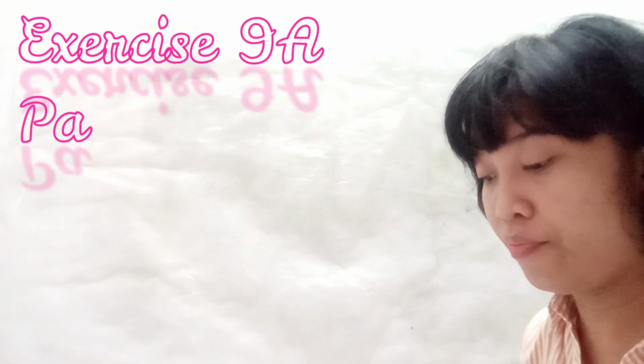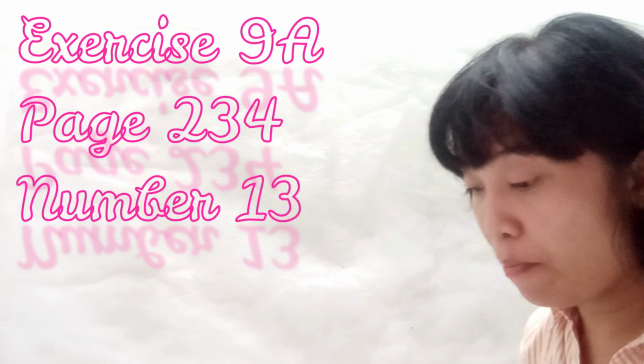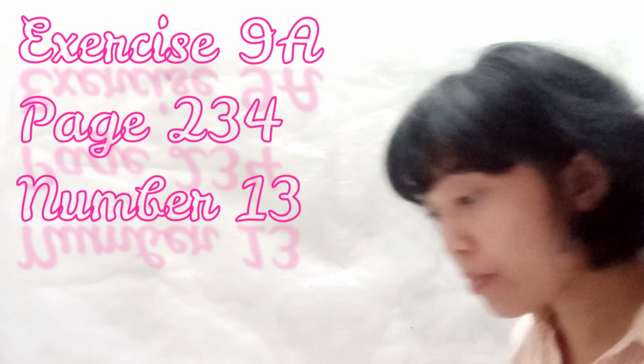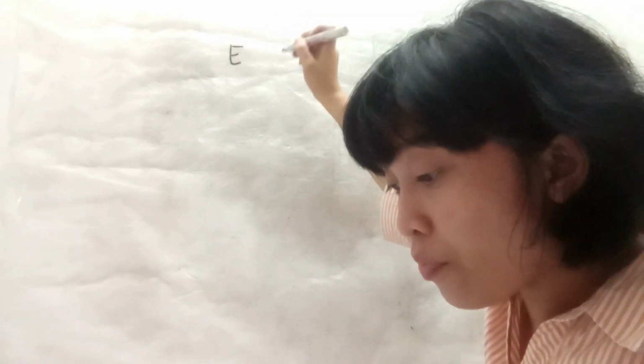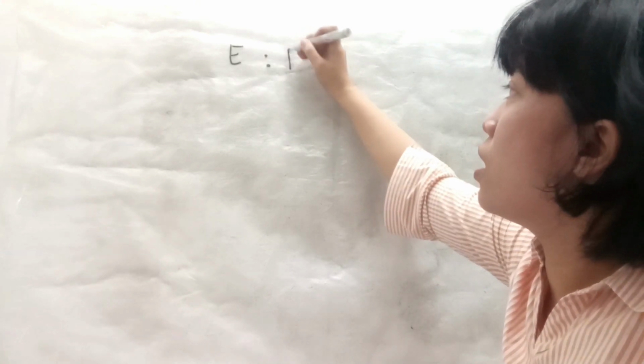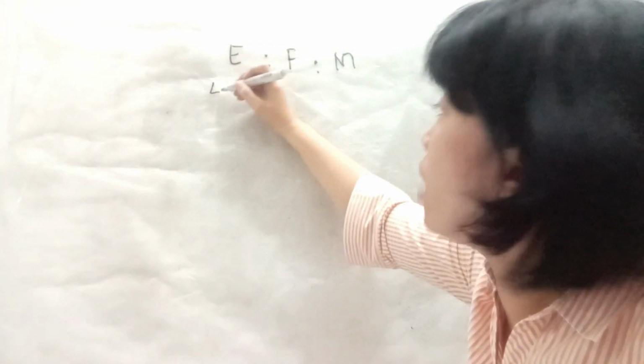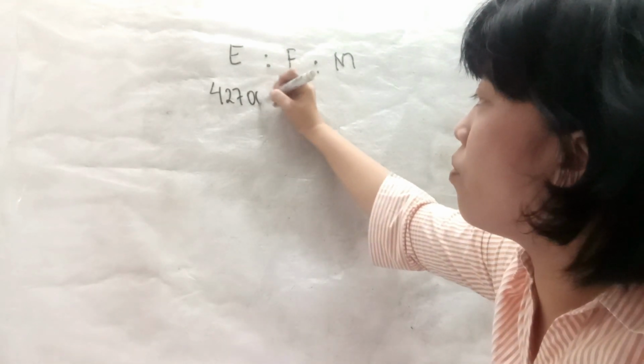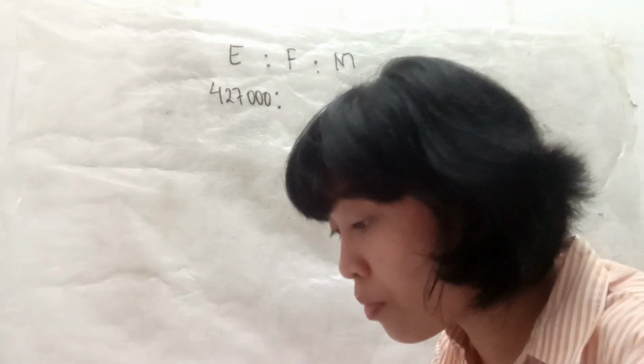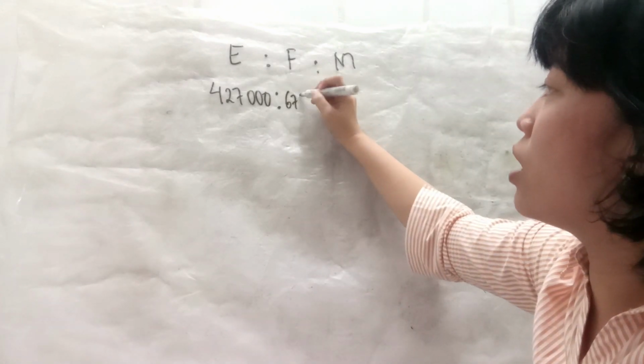Okay, now next we'll continue to number 13. Still exercise 9A, page 234. Ethan, Farhan, and Michael invest. So we write directly here, Ethan, Farhan, and Michael invested $427,000. Farhan, $671,000.